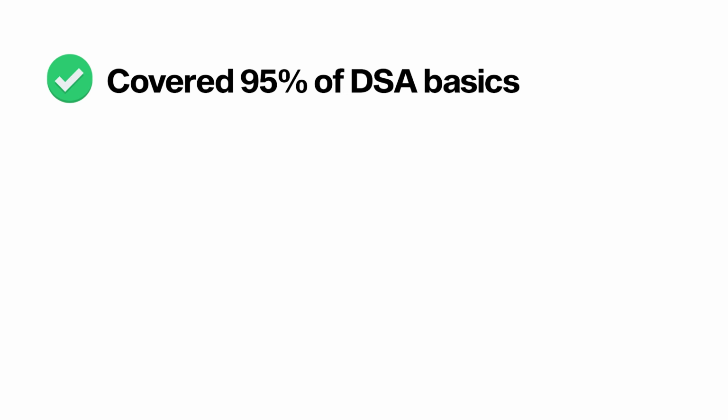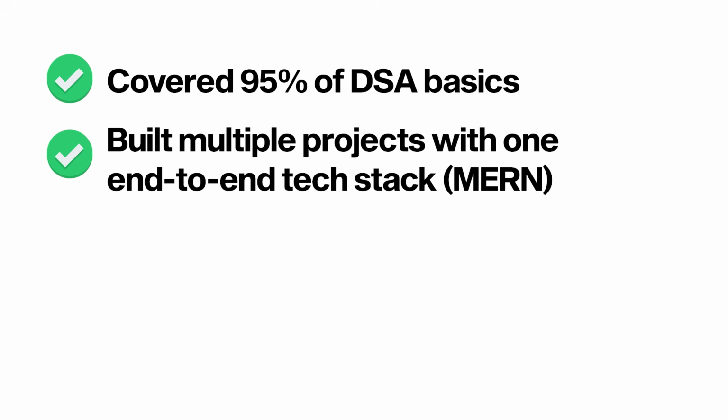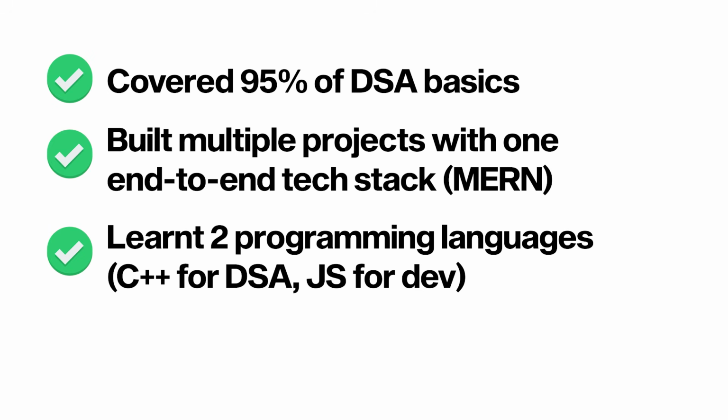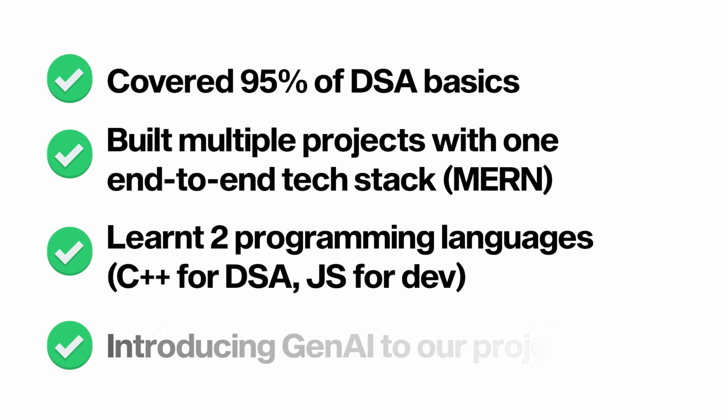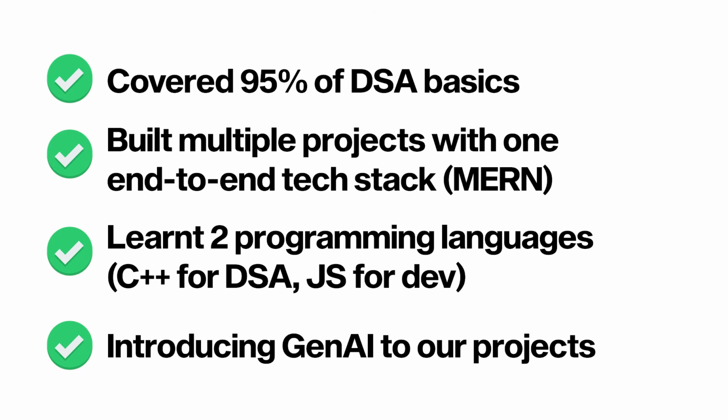So yeah, let's take a look by the end of the second year what all we have achieved and where do we stand. You have covered 95% of your DSA. You have built multiple projects with end-to-end tech stack, that is MERN. You have learned 2 programming languages, C++ for DSA and JS for dev, and you have also dabbled in Gen AI to give an edge to all the projects that you have made. Don't feel overwhelmed if you are not able to complete all the things, because still you have 2 years left, or at least a year left before your placements.